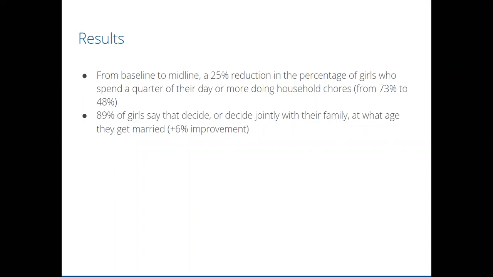Of course, there's still a big barrier, but there seems to be progress here with people prioritizing education above these kinds of chores. And we've also seen an improvement in girls who say that they work with their family to decide at what age they get married. Those changes in girls negotiating and social power within the family and their ability to talk about these kinds of issues is quite important.